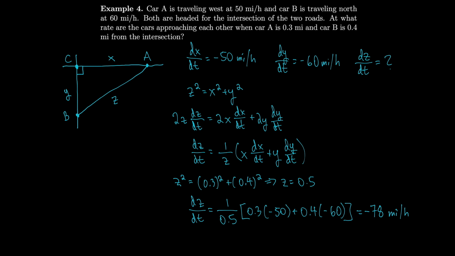The question asks the rate at which the cars are approaching each other. So in the context of the question, the rate at which the cars are approaching each other is a positive value. We just drew it like this so that we could calculate it conveniently. So we should say that the cars are approaching each other at a rate of 78 miles per hour, without the negative.